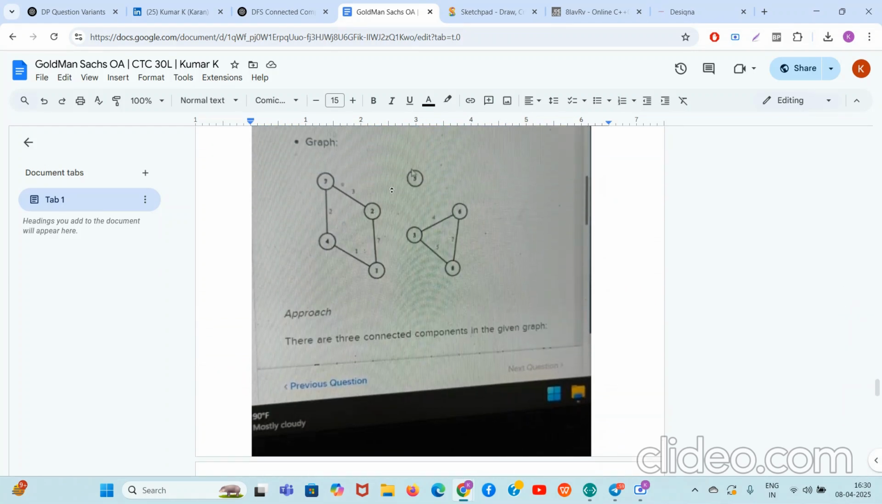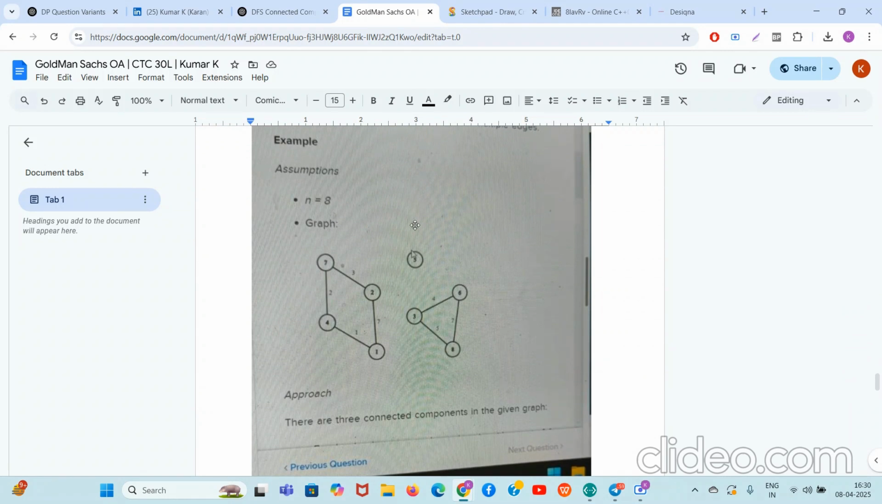So guys, this problem is literally very easy for you if you know all the deep concepts of connected components and maximum spanning tree by Kumar Kesar. So guys, this graph is given to you.